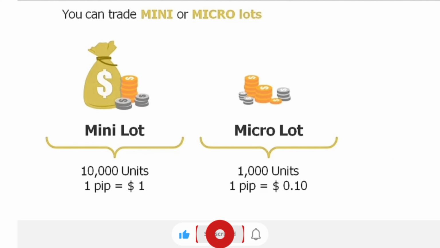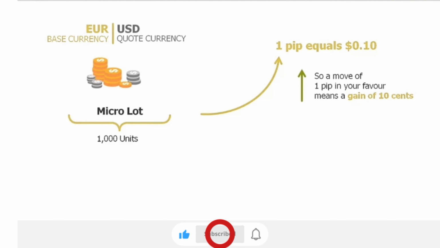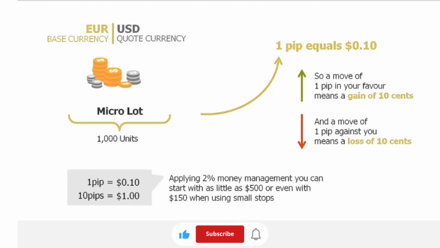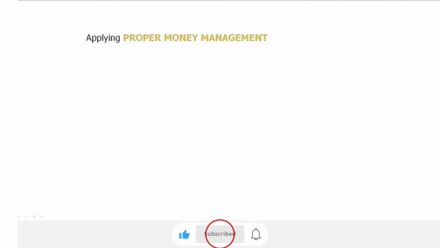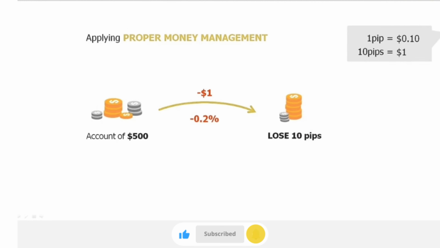When trading with a mini-lot, each pip is worth $1, and when trading with a micro-lot, each pip is worth 10 cents. So when trading with a micro-lot, if the trade moves 1 pip in your favor, you gain 10 cents. If the trade goes against you by 1 pip, you only lose 10 cents. This means that a loss or win of 10 pips amounts to $1. Therefore, in order to trade with a micro-lot, someone can start trading with as little as $500 or even $150 if the trade has a sufficiently small stop.